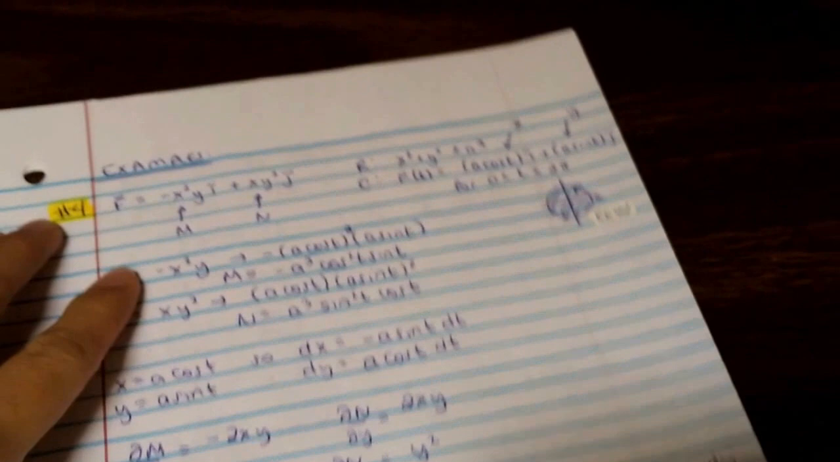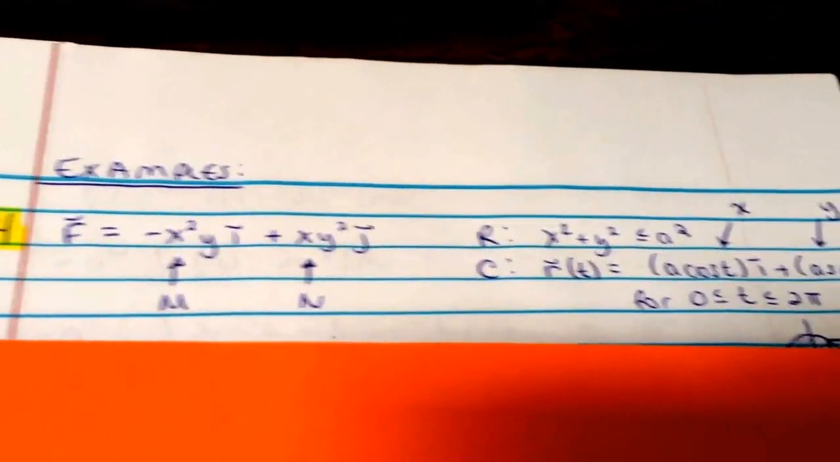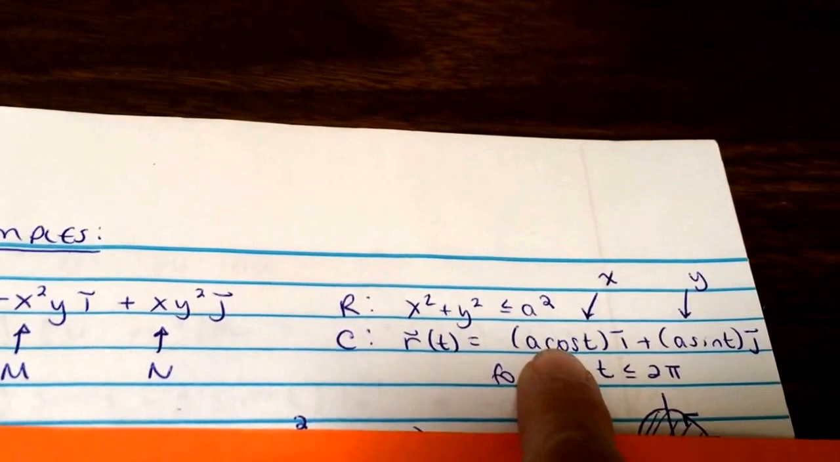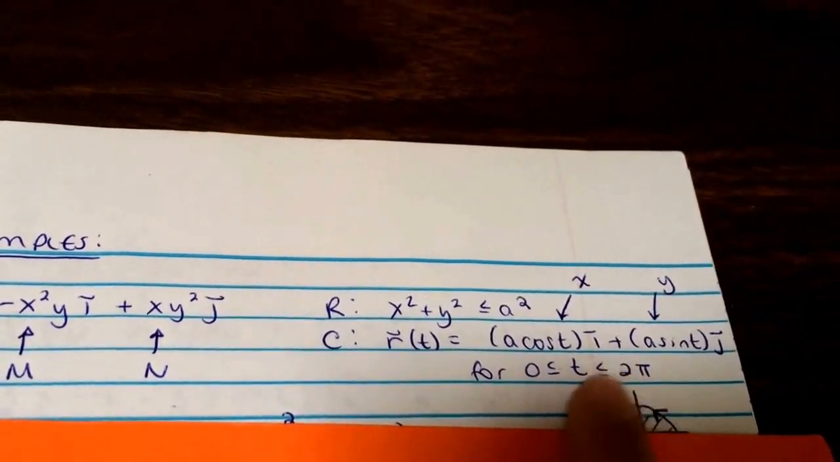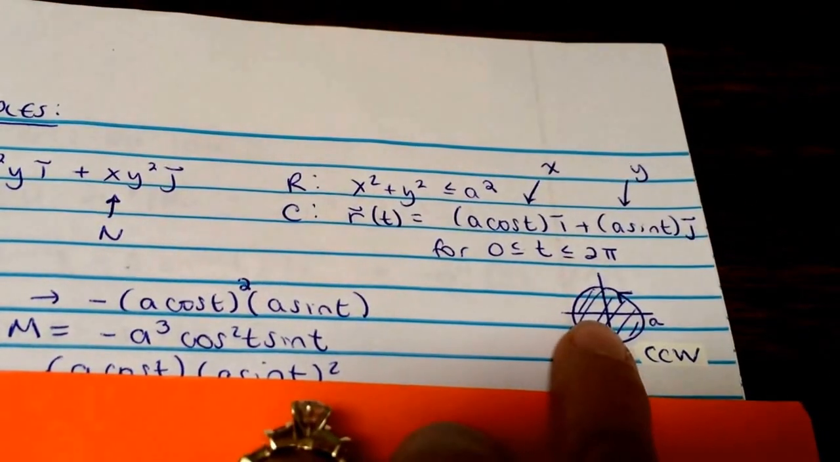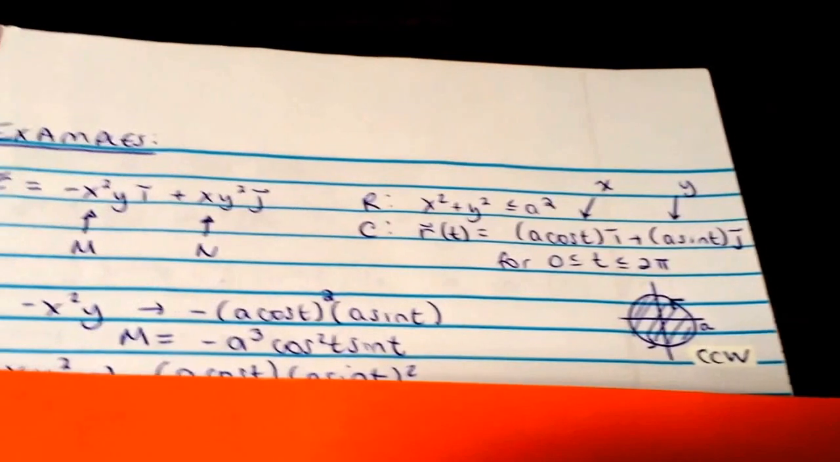Okay, now let's get to this example. Okay, so I started with all this preliminary stuff. The M is the thing in front of the i, the N is the thing in front of the j. Here's my r of t. So this is my x, this is my y. There's my bounds on the t, so I drew the picture. Circle centered at the origin, radius a, it's going counterclockwise, which is what I want.